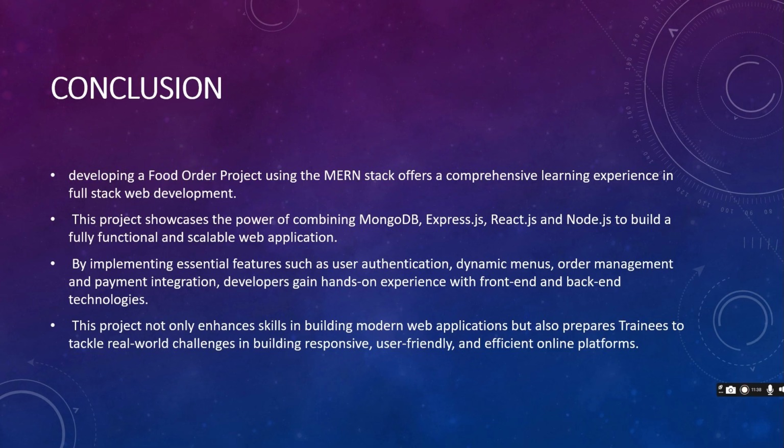Developing a food order project using the MERN stack offers a comprehensive learning experience in full stack web development. This project showcases the power of combining MongoDB, Express.js, React.js, and Node.js to build a fully functional and scalable web application. By implementing essential features such as user authentication, dynamic menus, order management, and payment integration, developers gain hands-on experience with front-end and back-end technologies.